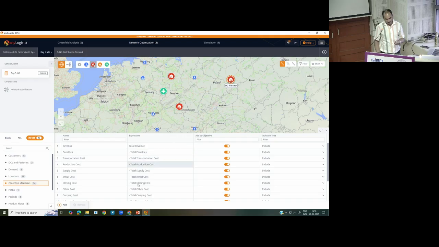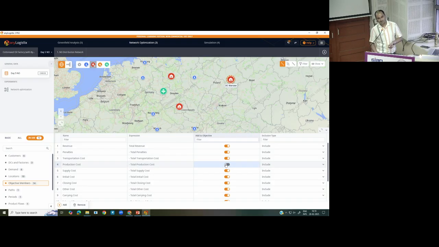objective function. So here, depending on your problem, we are calculating the profit, so revenue comes in there. What are penalties? The penalty that we apply if the constraints get violated will come into your objective function. So total revenue minus your total penalties, minus your total transportation cost, production cost. So here we can turn off this production cost as well.